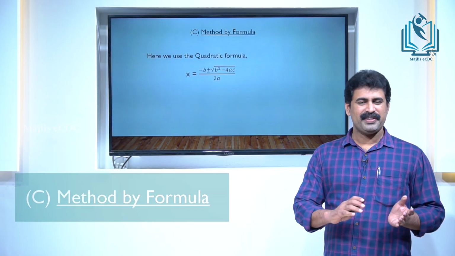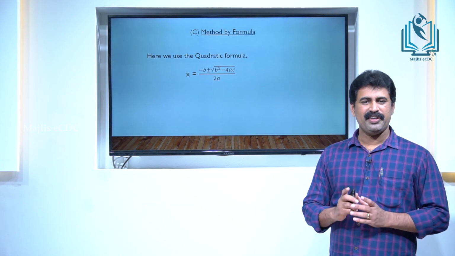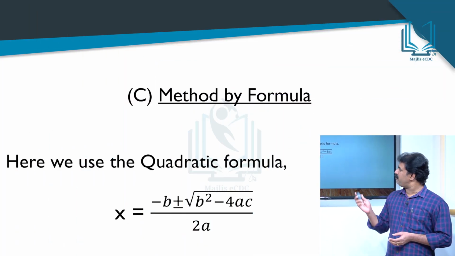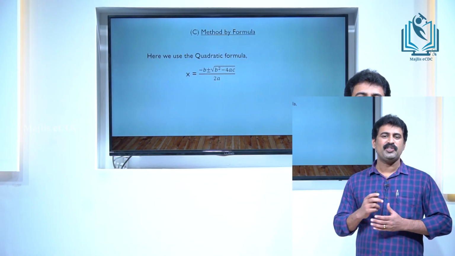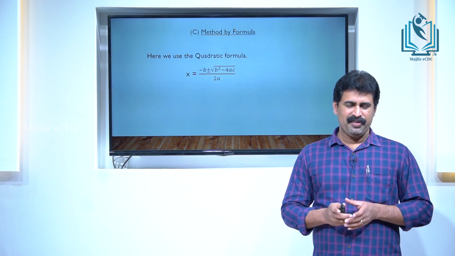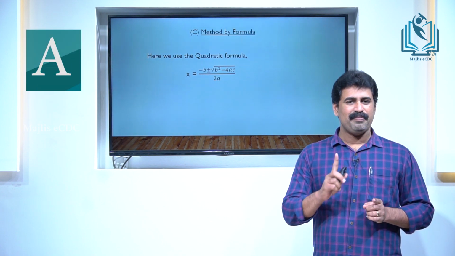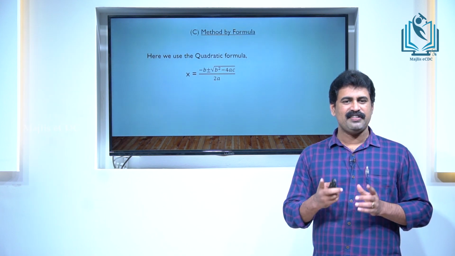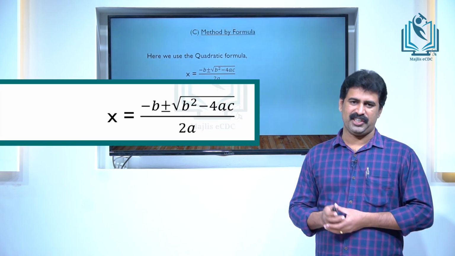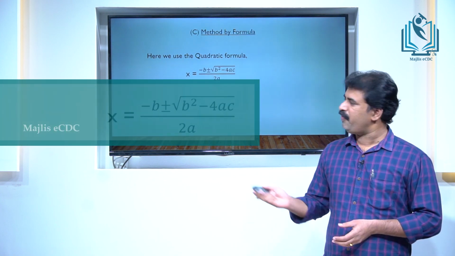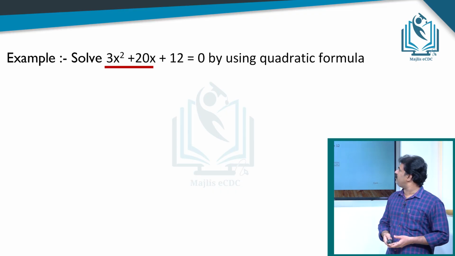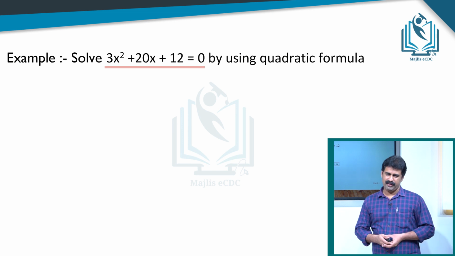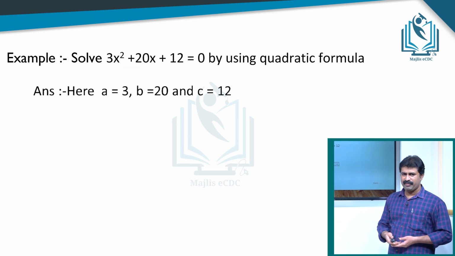Next method by formula. Here we use quadratic formula. That means x equals minus b plus or minus root b square minus 4ac by 2a. In this method, first we have to find the values of a, b, c. And next we substitute these values into this equation. We will get the solution. For example, consider the quadratic equation 3x square plus 20x plus 12 equals 0. Here a equals 3, b equals 20 and c equals 12.